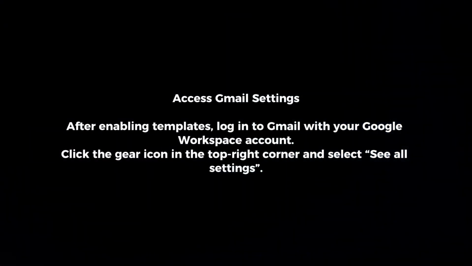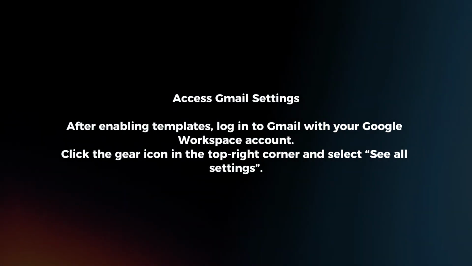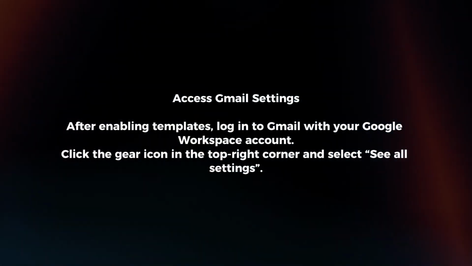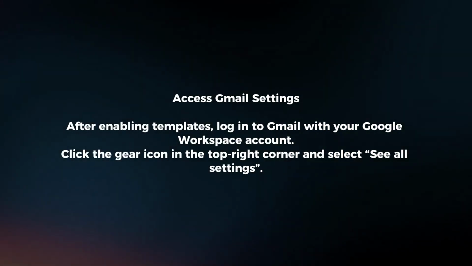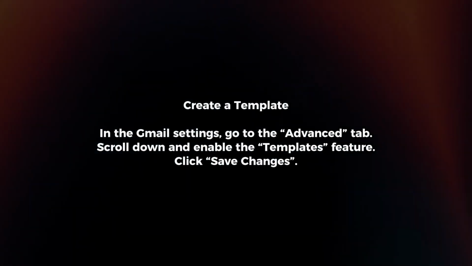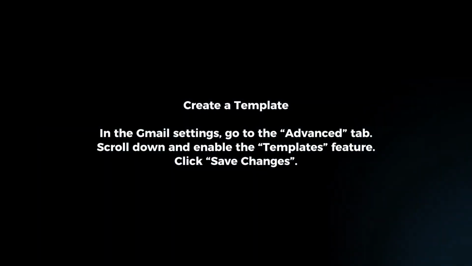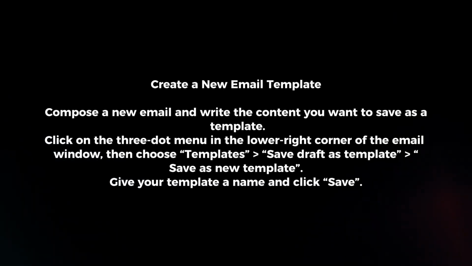Access Gmail settings. After enabling templates, log into Gmail with your Google Workspace account. Click the gear icon in the top right corner and select See All Settings. Create a template. In the Gmail settings, go to the Advanced tab. Scroll down and enable the Templates feature. Click Save Changes.